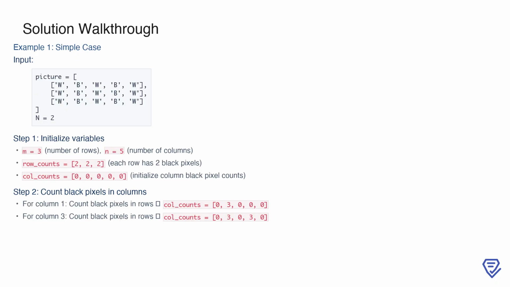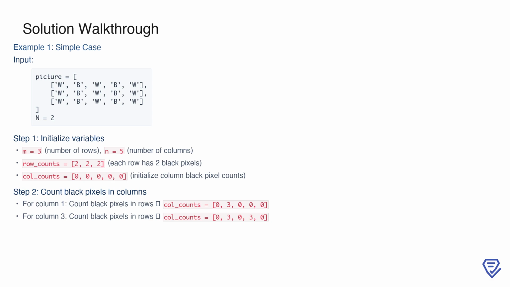To solve this problem, we first need to analyze the input picture and initialize some variables. The picture is a 3x5 grid where W represents white pixels and B represents black pixels. The task is to find lonely black pixels where the number of rows containing identical patterns of black pixels equals the number n, which is given as 2 in this example. We start by determining the dimensions of the grid. There are 3 rows and 5 columns.